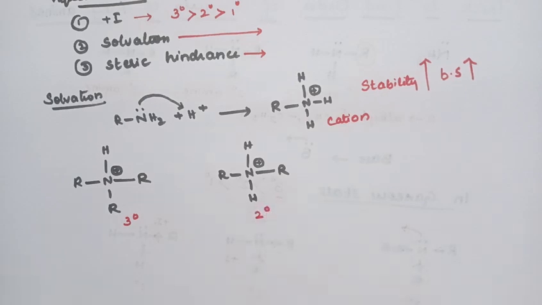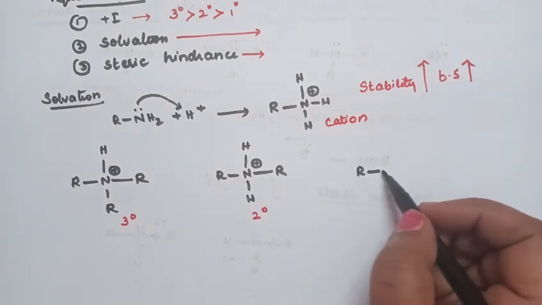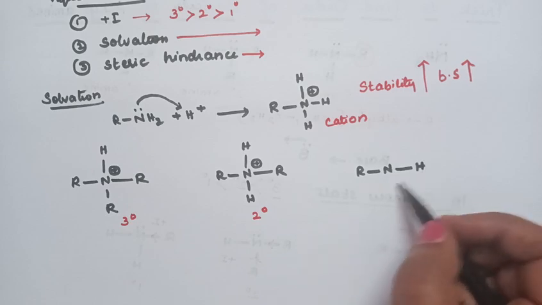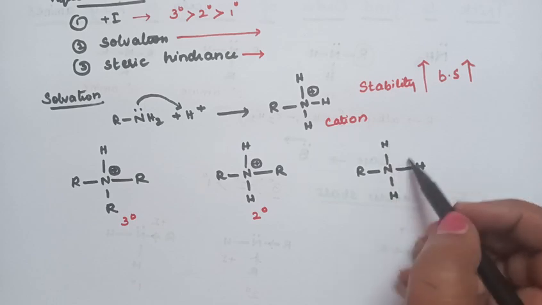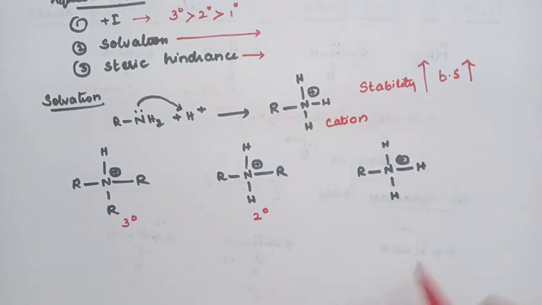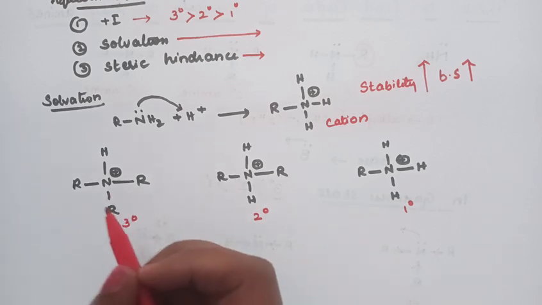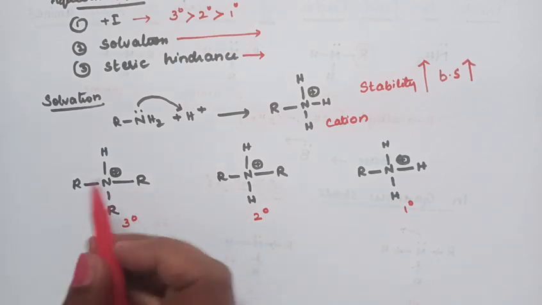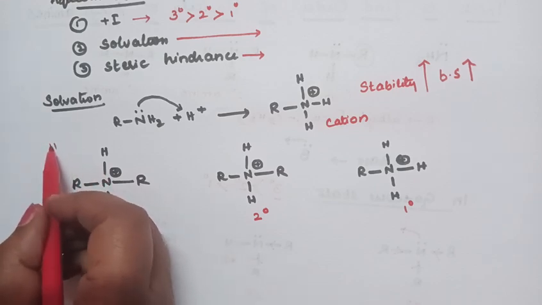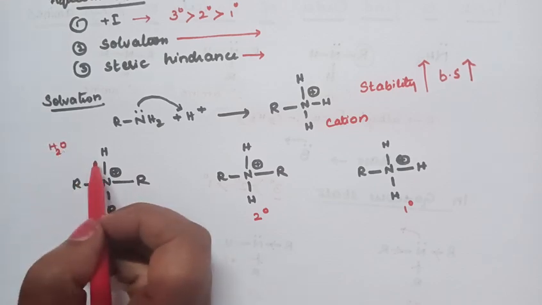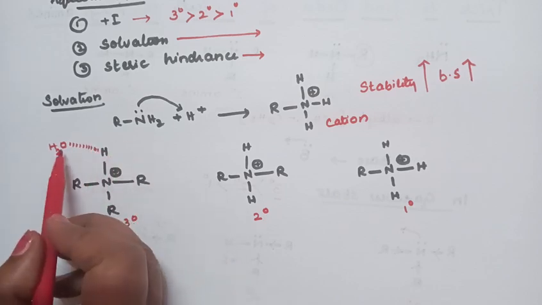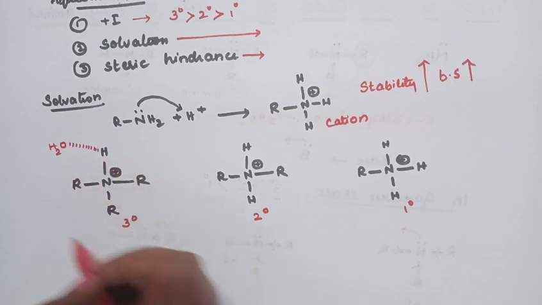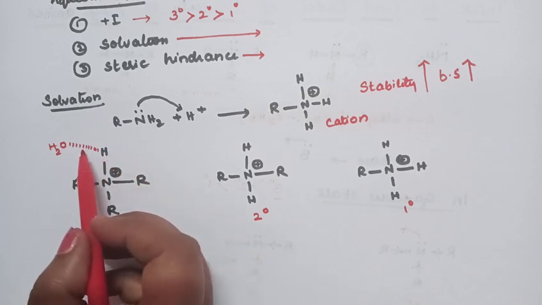So this is secondary. Primary: R, N, H, H and then one more hydrogen, so hydrogen and then a positive sign on nitrogen. So this is primary. Students, when you add it into water, H2O, the oxygen and hydrogen form hydrogen bonding. So there will be hydrogen bonding between oxygen and hydrogen. Here there is only one hydrogen which forms hydrogen bonding.